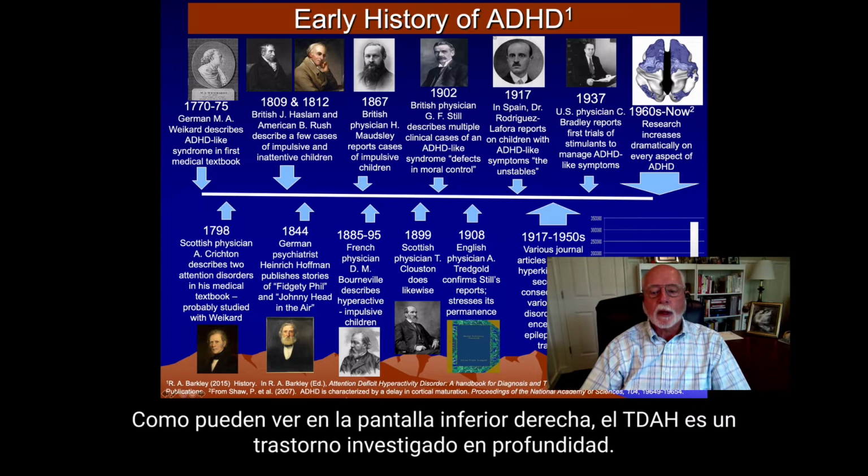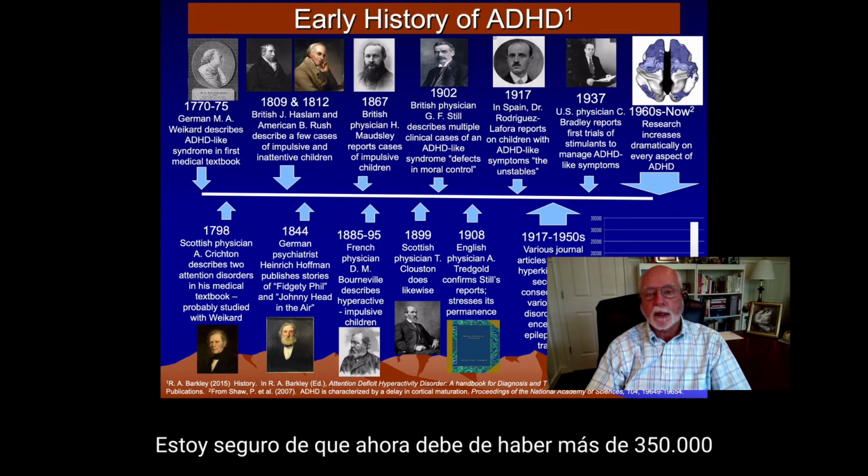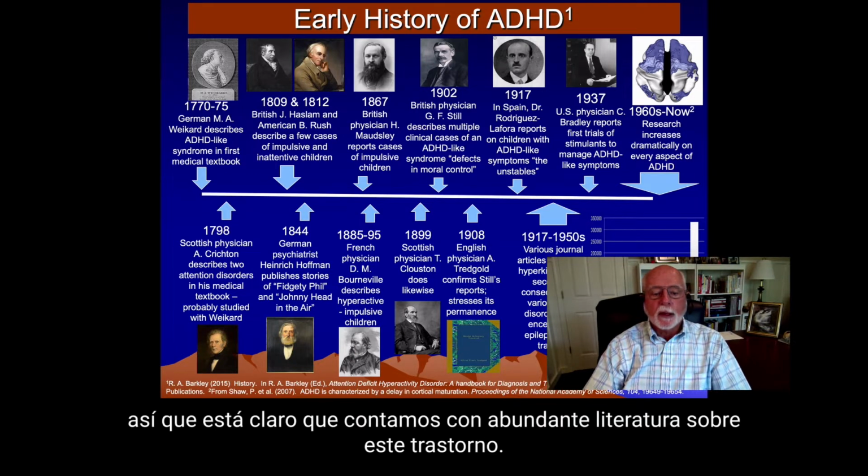And as you can see in the lower right-hand screen here, ADHD is an extraordinarily well-researched disorder. As of 4 years ago, just a quick search on Google Scholar showed that there were more than 300,000 references to ADHD, now more than 350,000, I'm sure, in the research literature. So there is a very strong literature on the nature of this disorder.